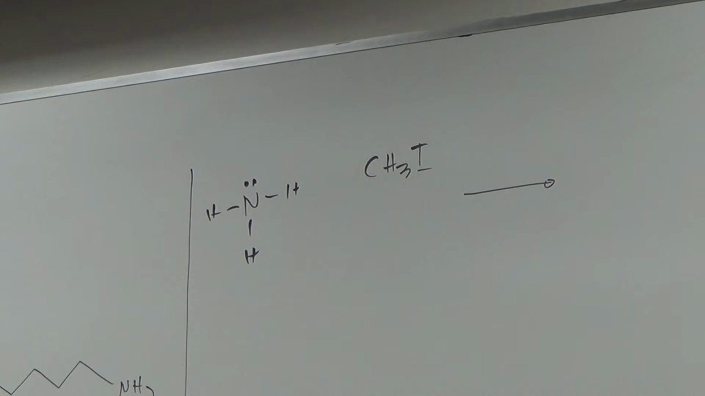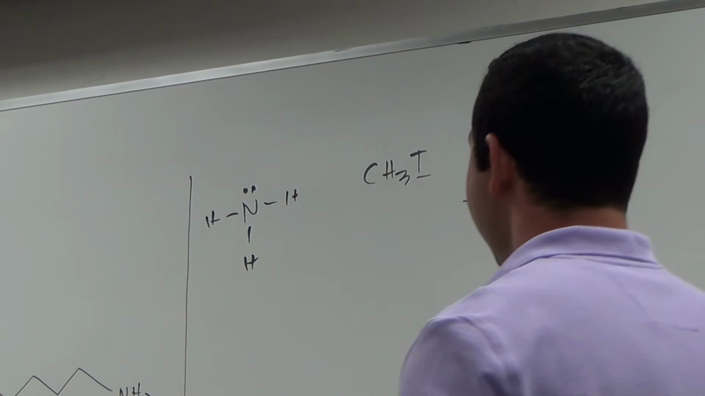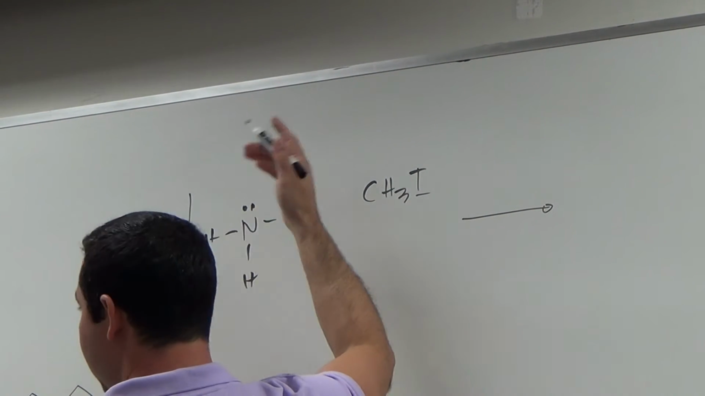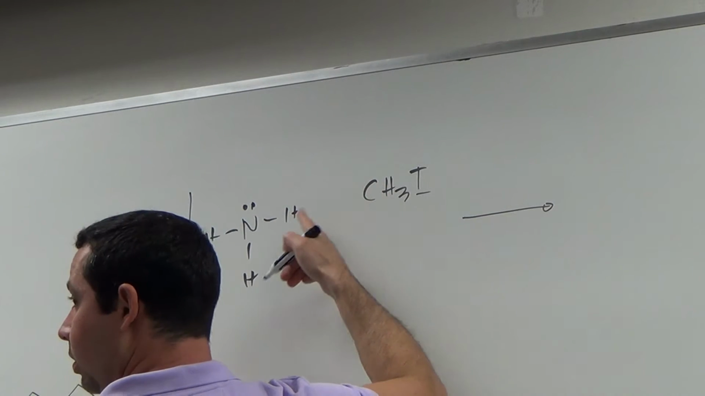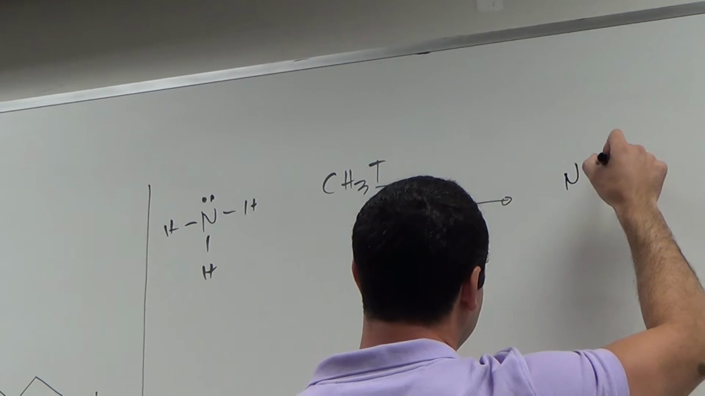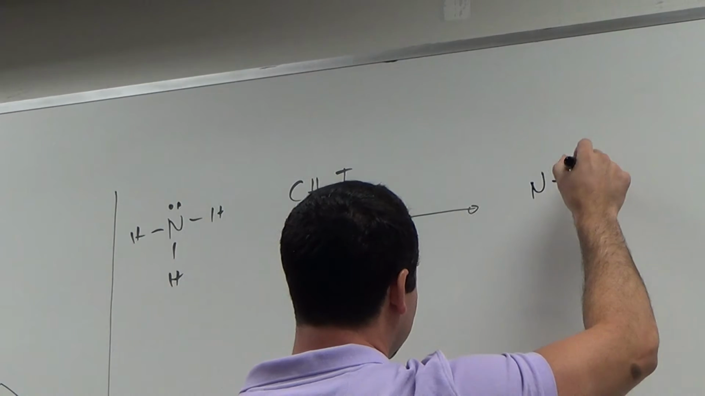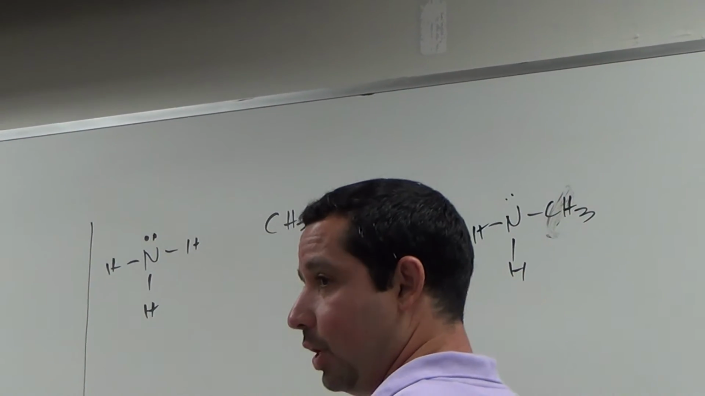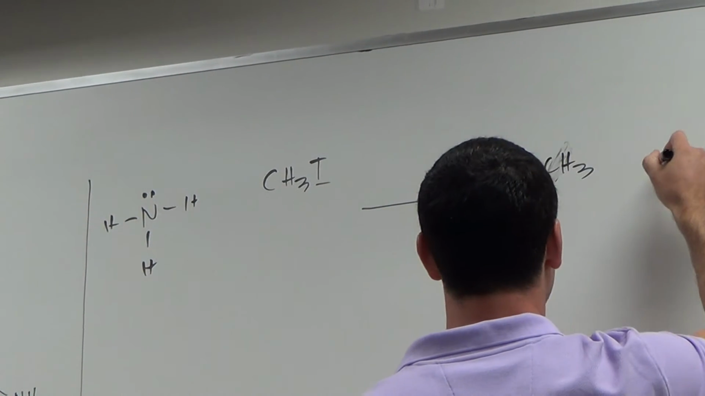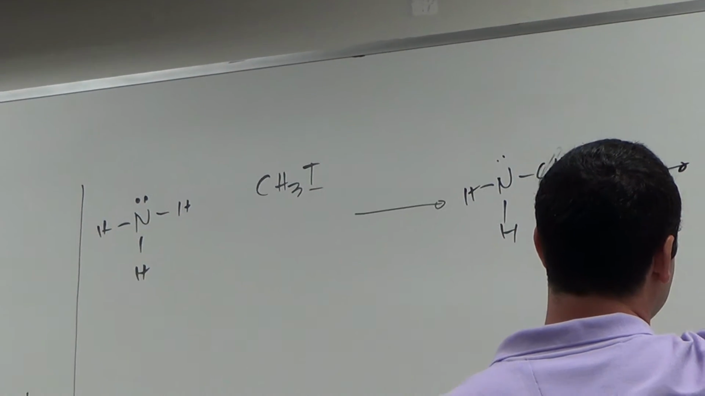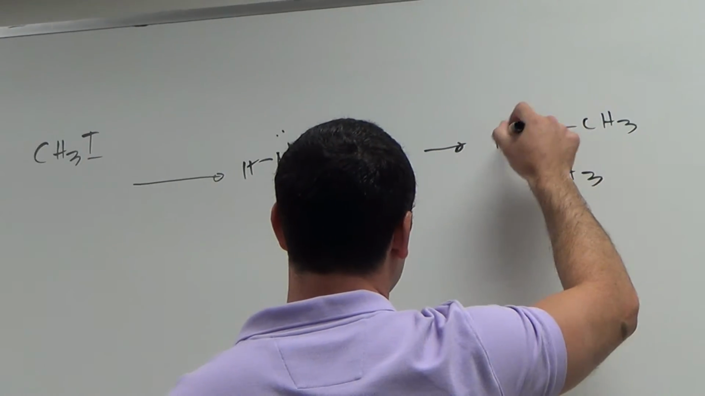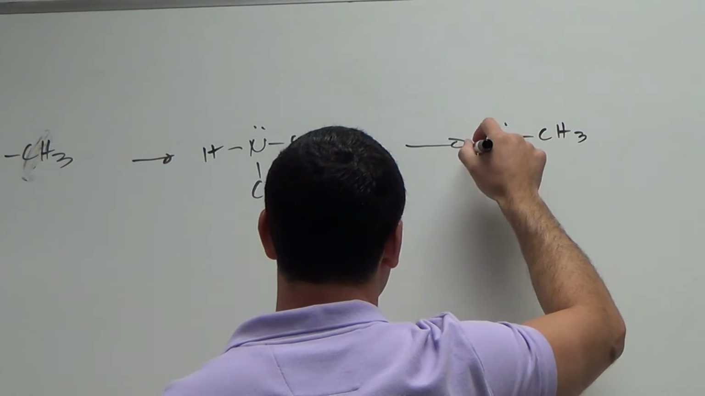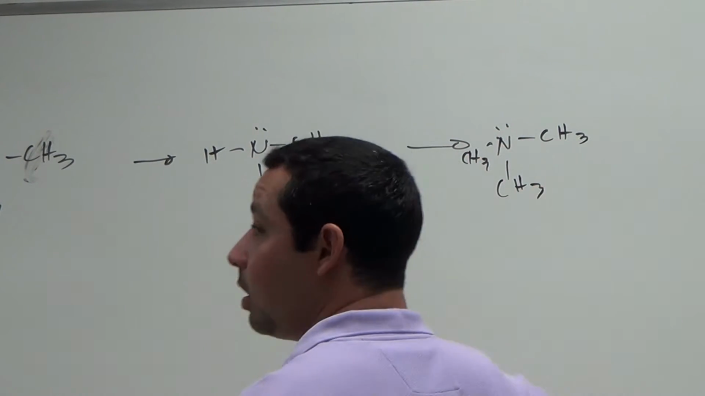Substitution. Which type? SN2. This would be SN2, okay? It attacks it, that attacks that. One of the H's leaves, and then it attacks another one, and another one. So what you get in the first step is this, let's say, as a product without protonation. And then it undergoes another one, and what you get is this. And then it undergoes another one, and what you get is this. And then it undergoes another one.